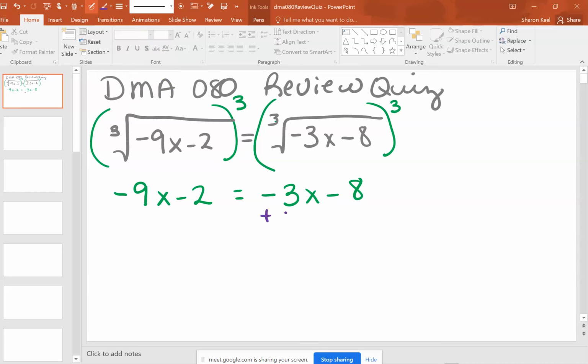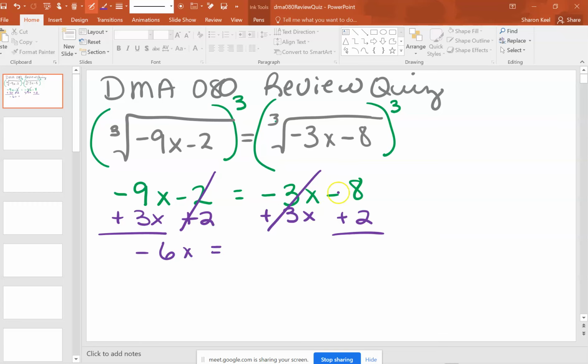So I'm going to move my 3x to the left by adding it. And then I'm going to move the 2 to the right. I will also be adding it. So negative 9 plus 3 gives me a negative 6x. Negative 8 plus 2 gives me a negative 6. Then I'm going to divide both sides by the negative 6, which is here with the x. X is equal to negative divided by negative is a positive 1.